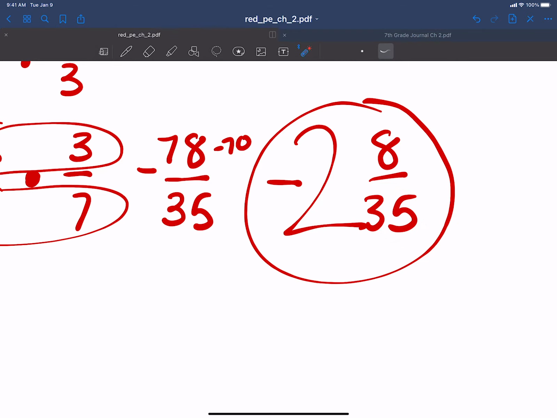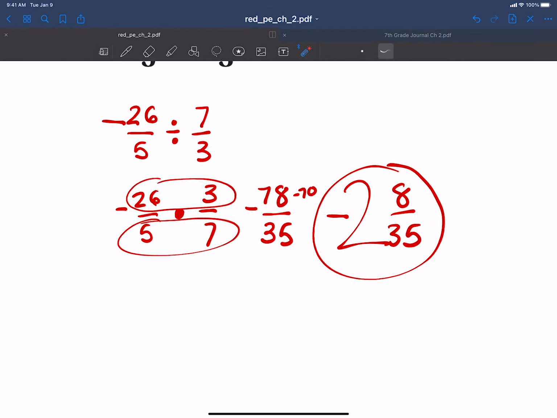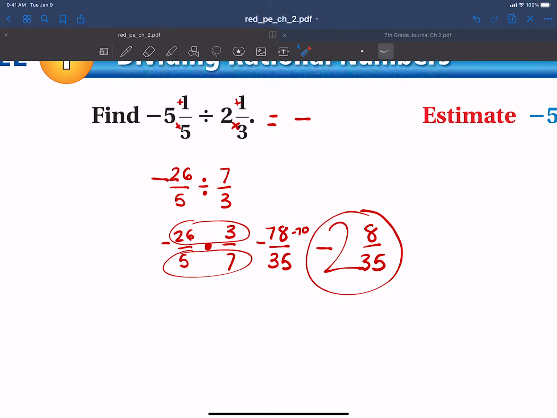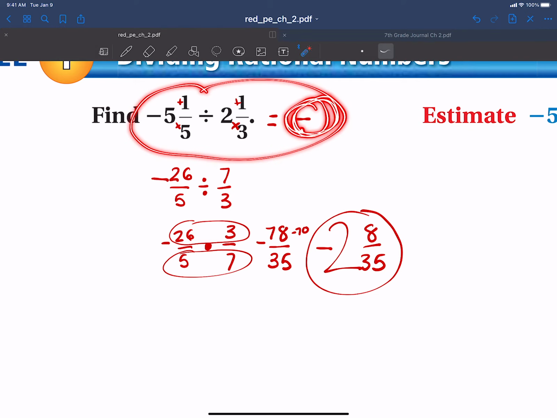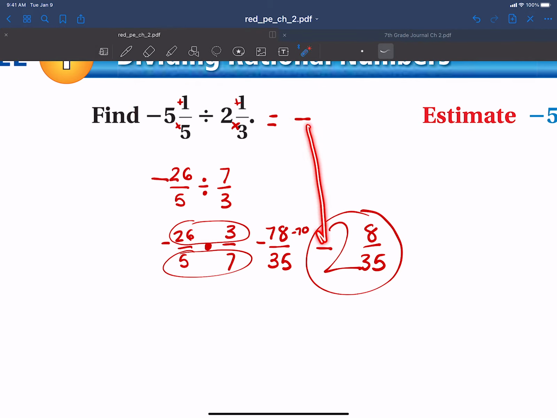Yeah, that's it. I think the big things you're going to have to remember are turn your mixed numbers into improper. The other thing you're going to have to remember is that pesky, pesky negative. If you know from the very beginning that it's going to be negative, try to remember to keep that negative sign with your answer at all times, okay? You got this?